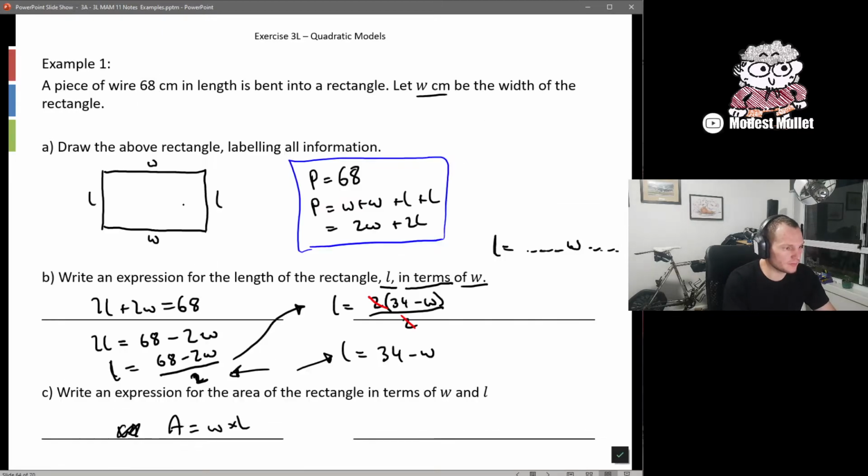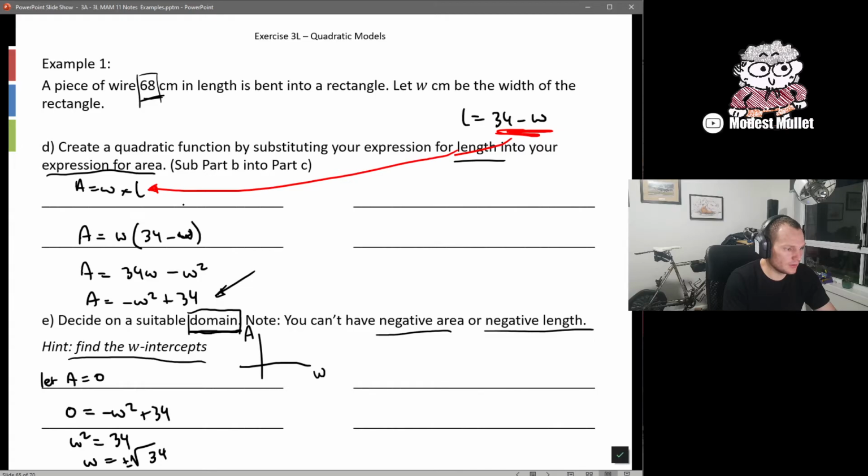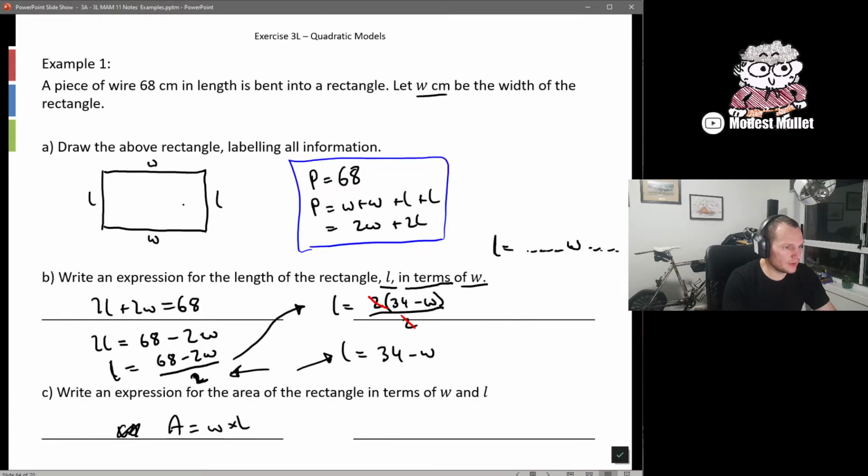Am I missing something? Check. I feel like I'm not getting the right answer.